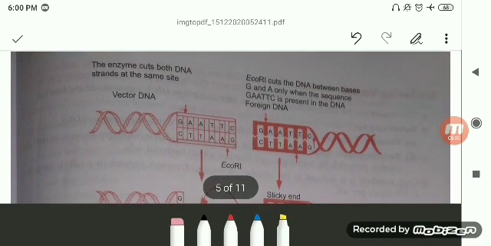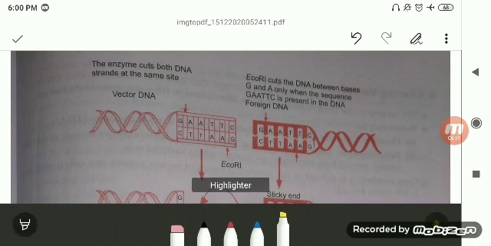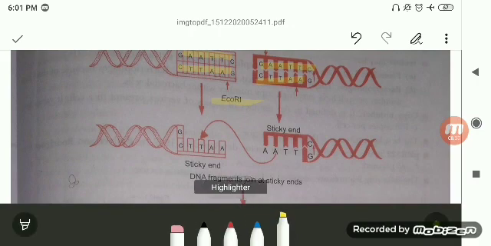So here you can see the diagram of the steps, the mechanism of how the endonuclease will work. The enzyme cuts both the DNA strands at the same site, with the help of the same restriction enzyme, that is EcoRI. They cut the DNA between the base pair G and A. So here you can see and you will find the sticky ends. This is GC, and here again the same recognition sites are there.